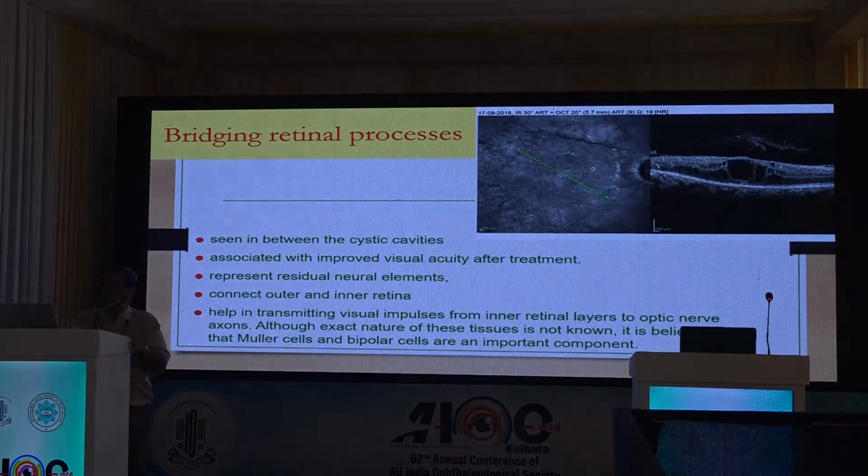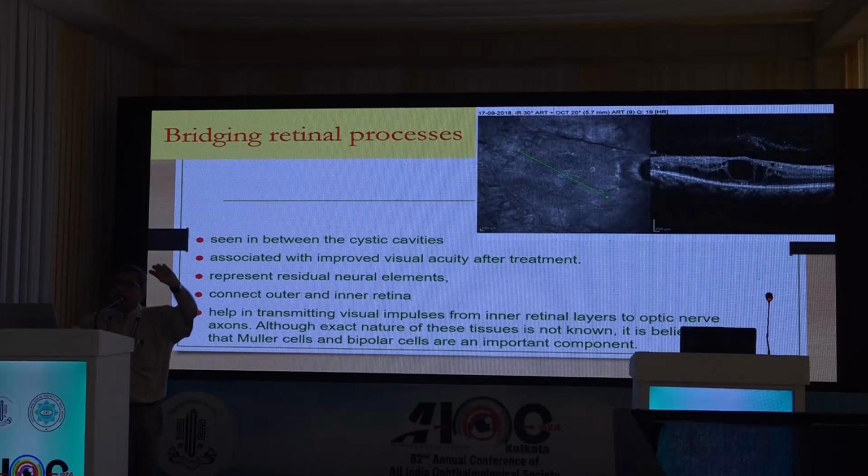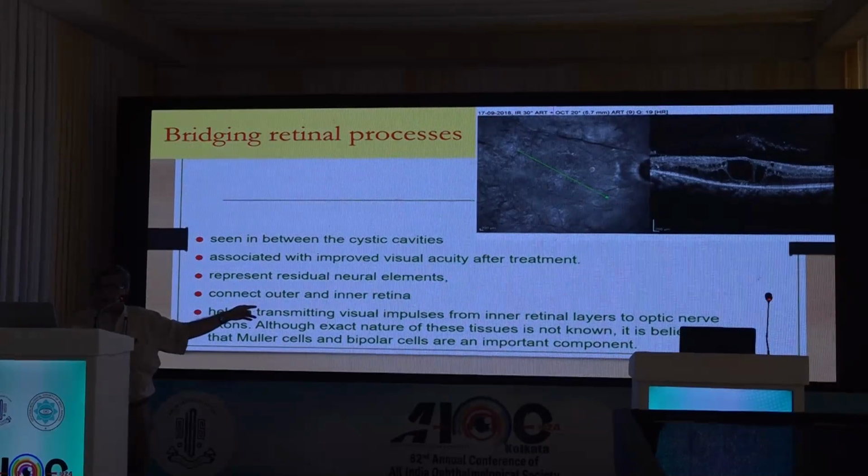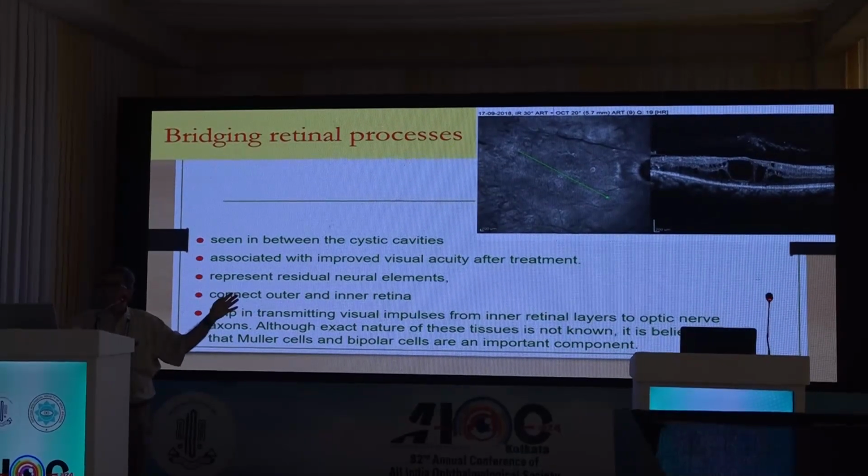One more tip for you. When you see these kind of processes, these are called bridging retinal processes. These are basically Mueller cells, so they are lying in this area to give the nutrition from the outer to the inner retina. It's a good prognostic sign. If you have these, patients are likely to do well.